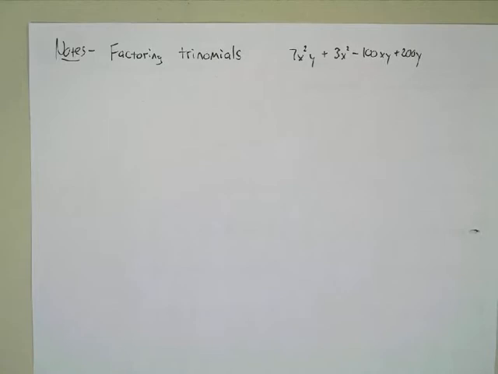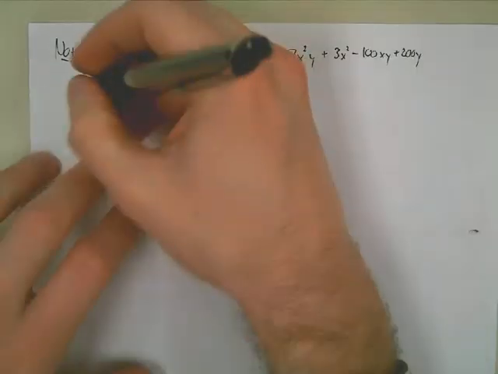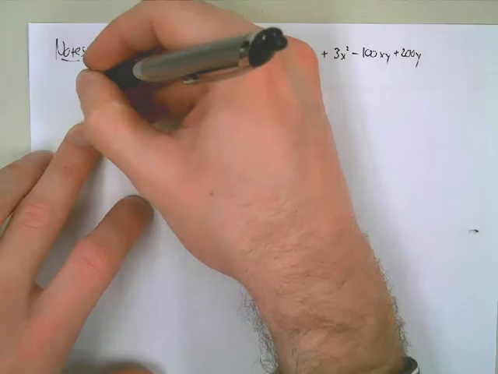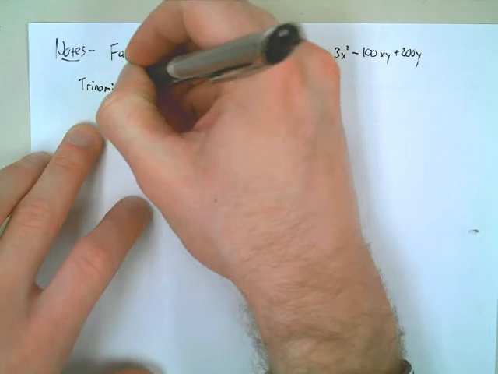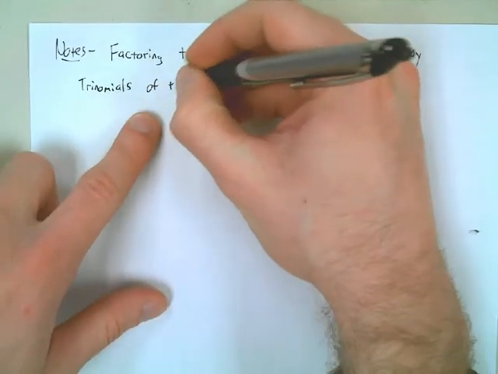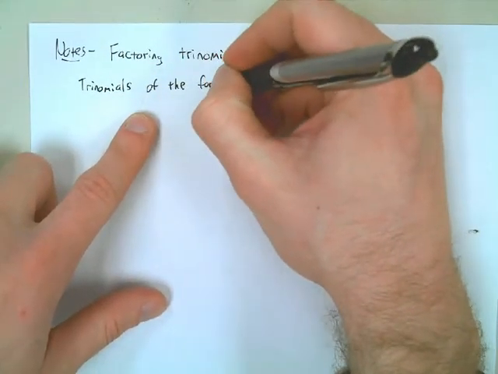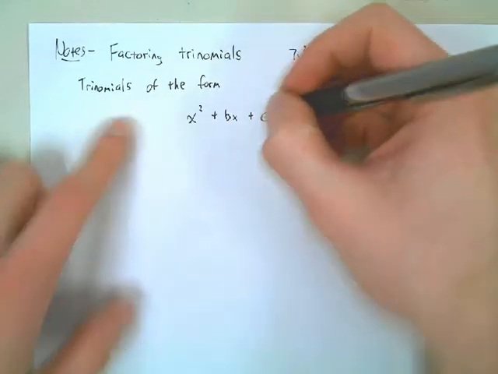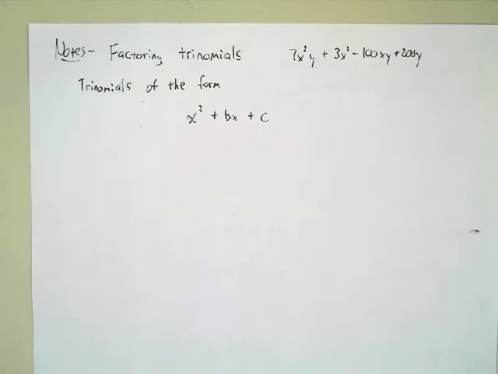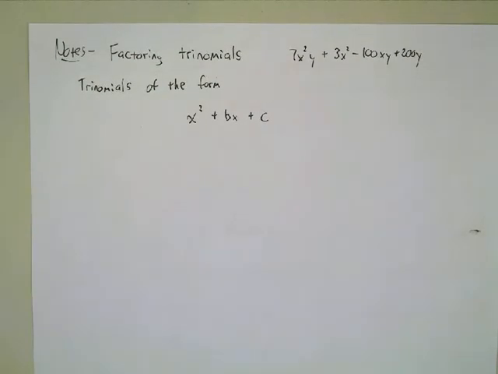So right now we're developing tools. Yesterday we learned one tool, and that's applicable for different situations. Today's tool is going to be useful for factoring trinomials of the form x squared plus bx plus c. You'll notice this is not as widely useful as the greatest common factor.